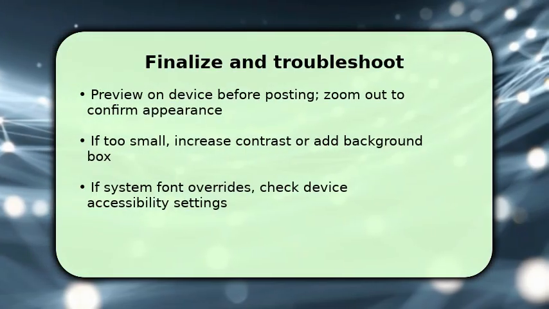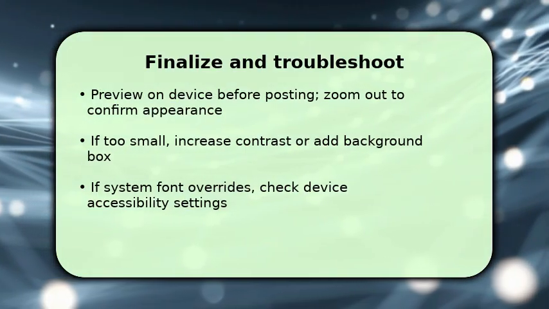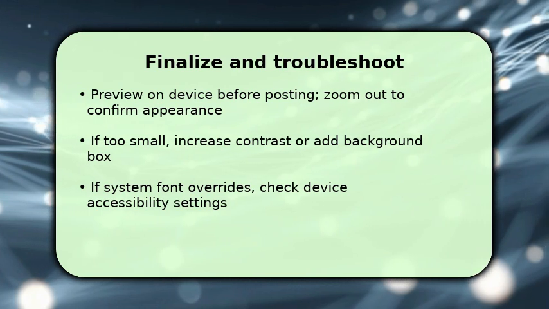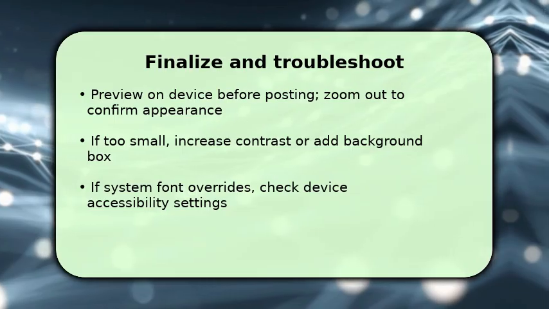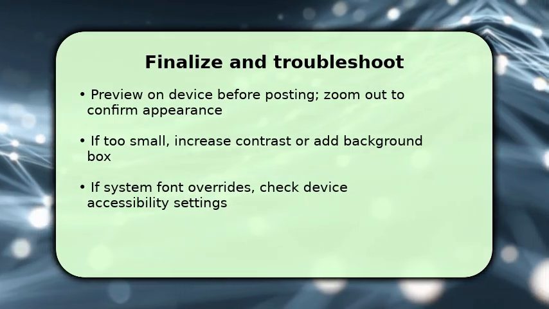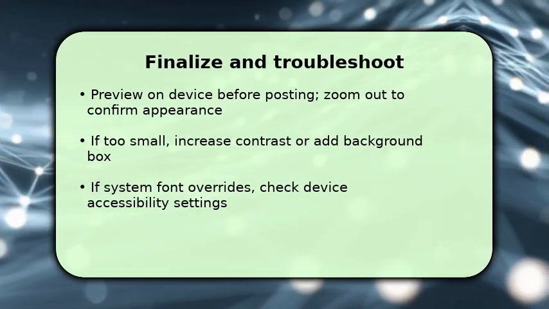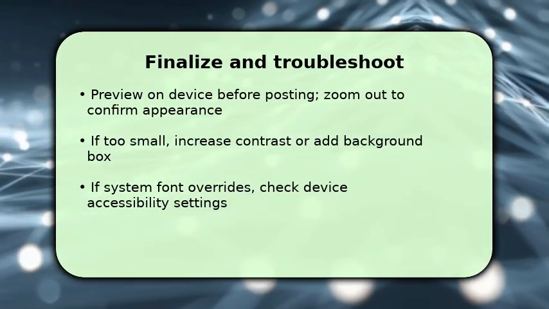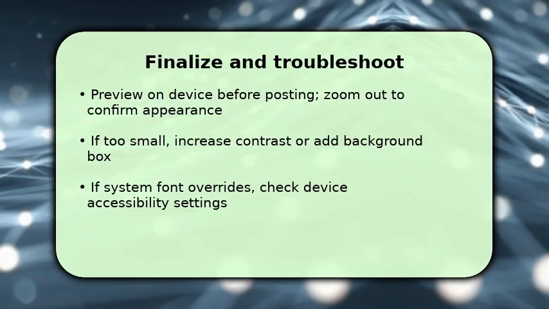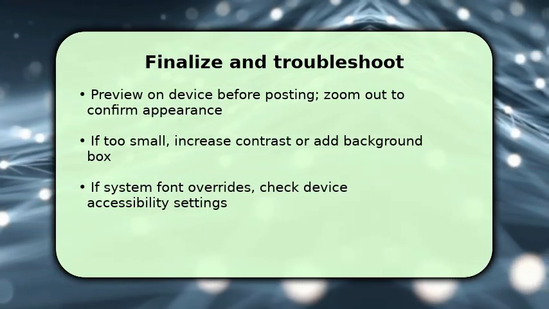You're ready to finalize. Preview the post or story at normal zoom and from a slight distance to ensure readability. If the text appears too tiny on other screens, increase contrast, add a semi-opaque background box, or choose a condensed font that reads better small. If text won't scale down, check for device accessibility overrides or app zoom settings and disable them temporarily.